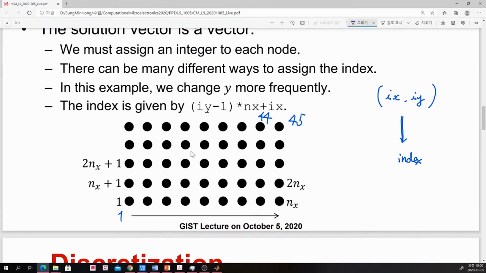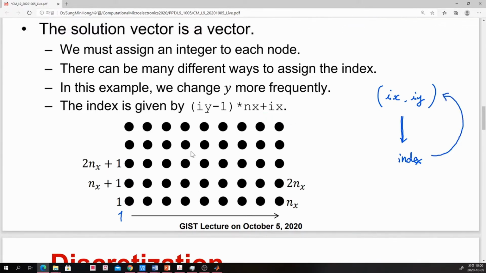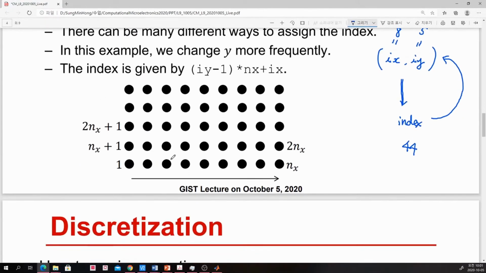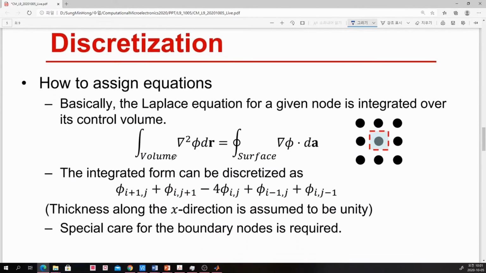And of course, we should provide the inverse relation. When you have a certain index, for example 44, then you should be able to find out that it corresponds to 8 and 5. You can easily find the inverse relation. So now we assume that you have this facility. Then think about the discretization and boundary condition. But discretization itself is quite straightforward.